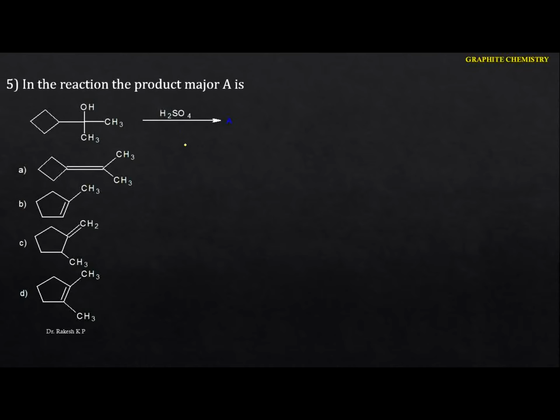I'm going to show the reaction mechanism. The first step is always the formation of the protonated alcohol. Let me write this CH3, here also CH3. So first you are going to get the protonated alcohol. I'm going to write the protonated alcohol here. So this is the OH, here also the H, and this oxygen carries the positive charge.